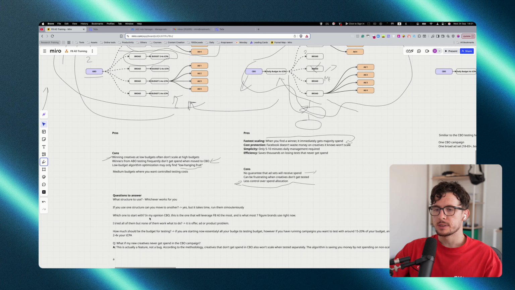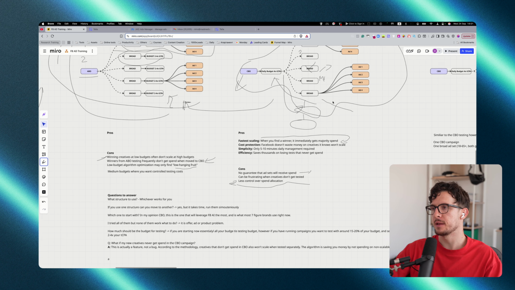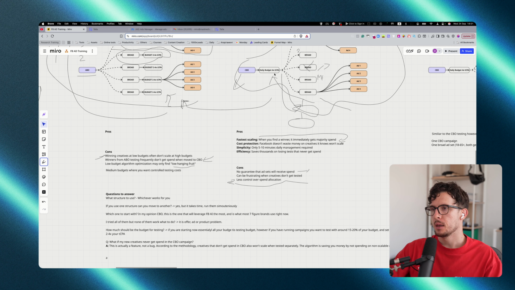And which one to start with? Honestly, you can start with any, but CBO is the one that leverages the Facebook AI the most, and what most 7 and 8 figure brands use nowadays. And it's very, very easy to use and very, very efficient.